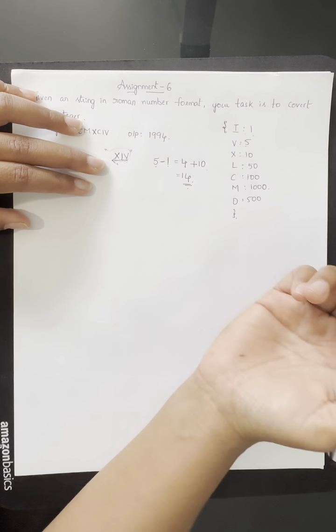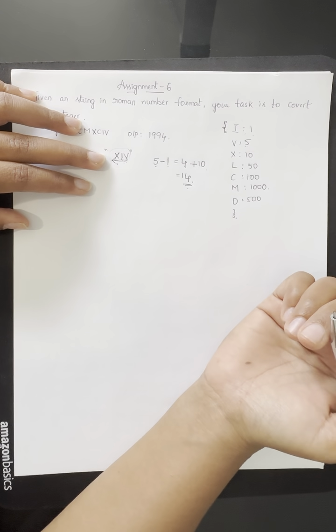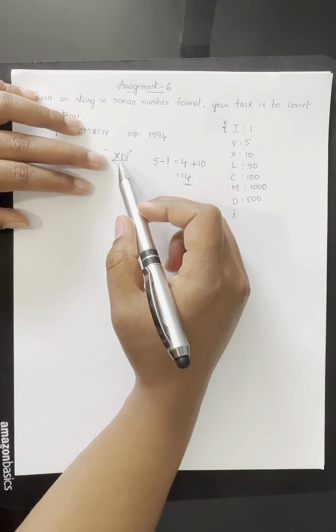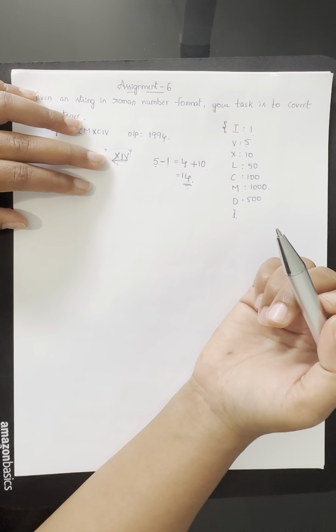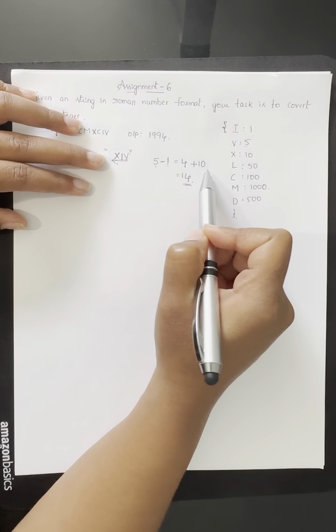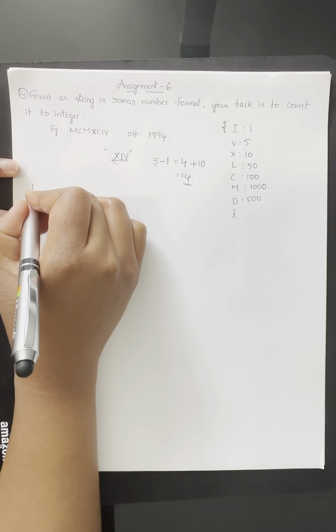So the only thing we need to remember here is if the previous number is greater than the current number, then we need to subtract it, or if it is lesser, then we just keep adding it. So let's write the code for this.